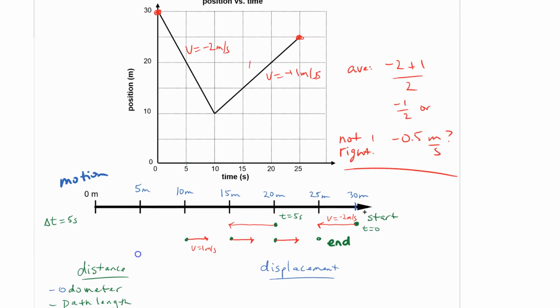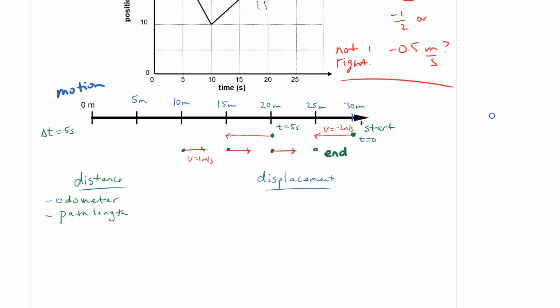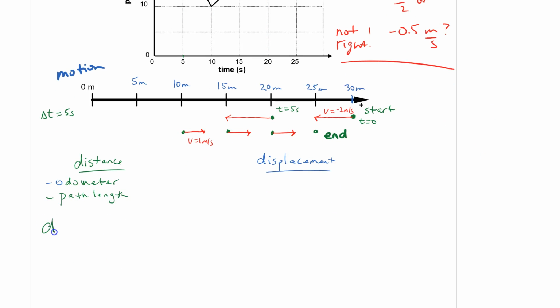Well, if we look at the graph, it started at 30 and then it went to 10, so that's a length of 20. And then from 10 to 25, it went 15 more. So this would be a distance of 20, and then this would be a distance of 15. So the distance would be 20 meters plus 15 meters, so it would have been equal to 35 meters. I think I'm going to use the letter D for distance.